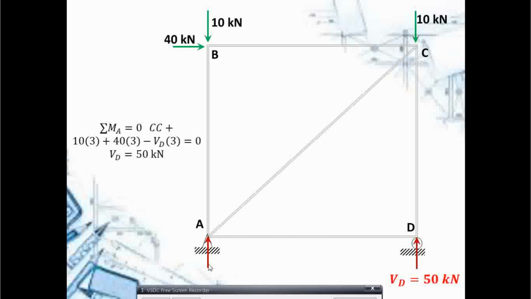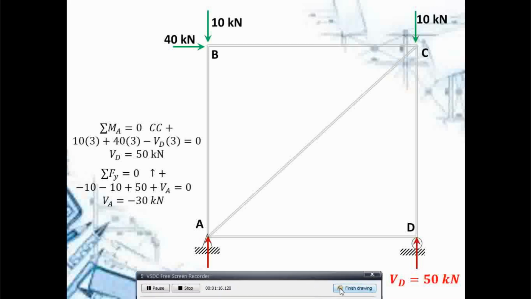Now, if we take the summation of forces along the y-axis, initially my assumption is that the reaction at A will be upwards. If I take summation of forces along the y-axis, the two 10 kN are negative, 50 is positive, and VA is also positive because it is upwards. Now, what came out in my calculations is VA equal to negative 30 kilonewtons. What does this negative 30 kilonewtons mean? It means that my assumption that VA is upwards is wrong. Let me repeat, since the answer is negative, my earlier assumption of upwards VA is wrong. So, I have to correct that.